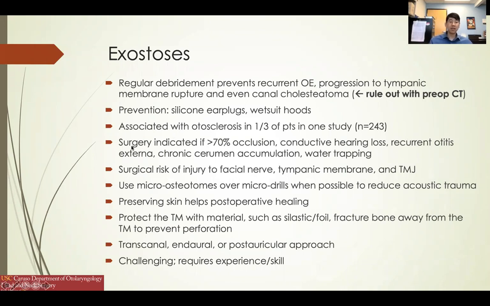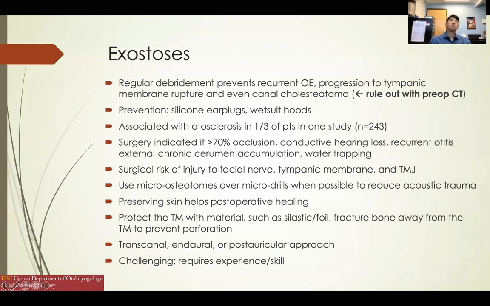So surgery is indicated, according to some authors, if there's greater than 70% occlusion, if they're symptomatic with conductive hearing loss, recurrent otitis, or if they have chronic accumulation of debris and water. Surgery obviously puts the facial nerve at risk, which can travel lateral, especially lateral to the annulus, and you can be misled if you're drilling too much posteriorly of the posterior canal in the medial part. You risk injuring the tympanic membrane and the TMJ.